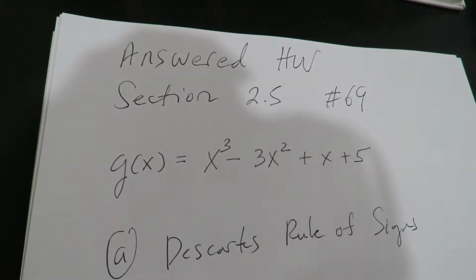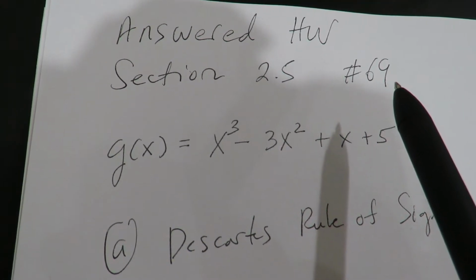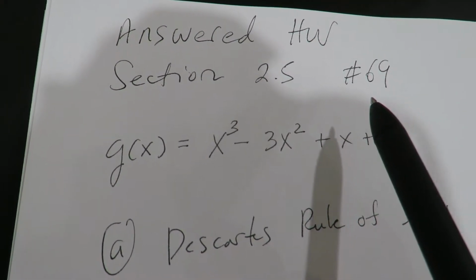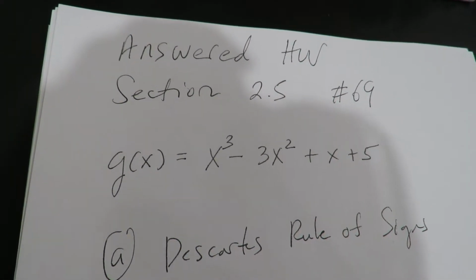I think you can see it. It's section 2.5, number 69. This is where you use this very sophisticated technique to factor a polynomial that's not easy to factor.